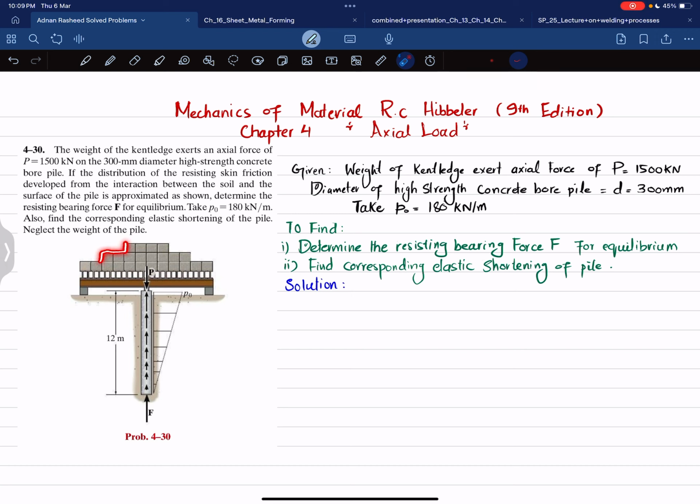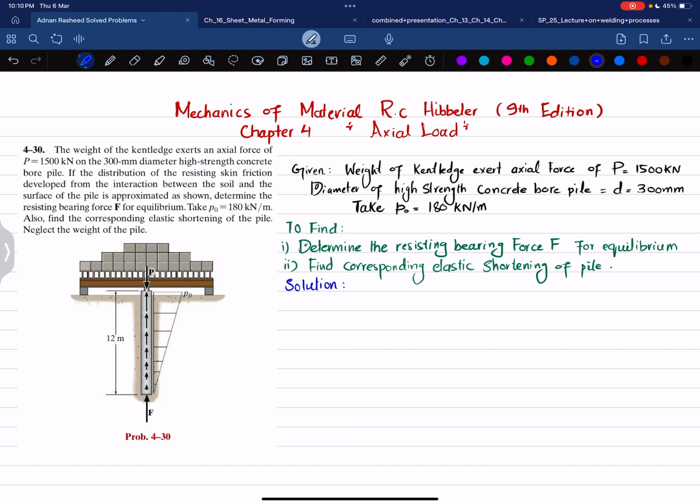So you can see this is the kentledge, and its weight exerts a vertical axial load of 1500 kilonewton, and this is the bore pile, having a diameter of 300 millimeter. Due to the interaction with the soil and the bore pile, there is a uniformly increasing load of magnitude P naught, given as 180 kilonewton per meter, and a resisting bearing force F is applied here on the bore pile. You have to determine this resisting bearing force F for the equilibrium condition, and then, due to the loading, find the elastic shortening of the pile.